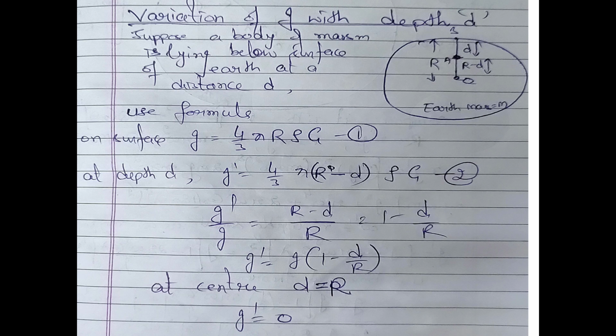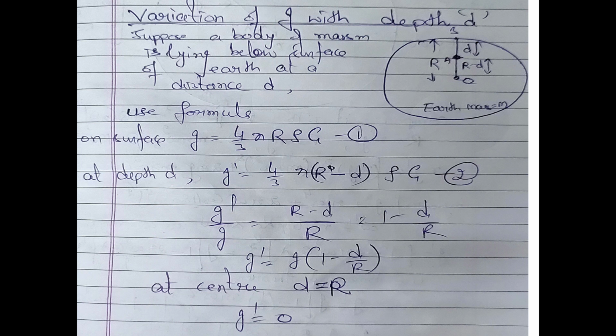Let us discuss now the variation of g with the depth d. For this, let us take the body to a depth d from the surface of earth, at a point A, and use this formula g is equal to 4 by 3 pi R rho G, because capital M, that is the mass of earth, is not constant everywhere. So at point A it is definitely less than that of point B. So we are using the relation for density, because density is uniform throughout.